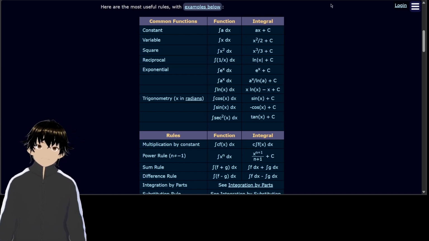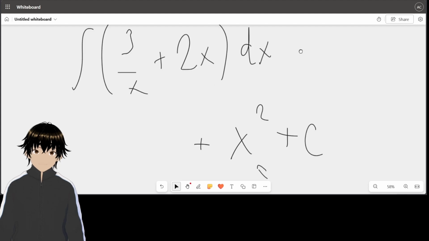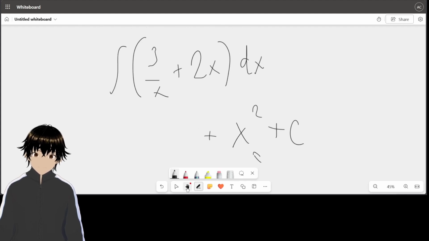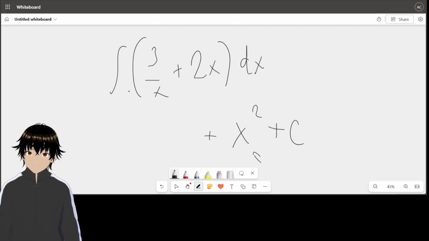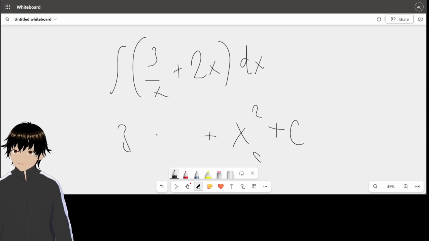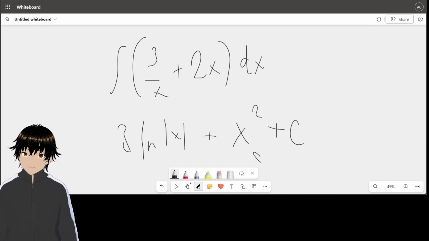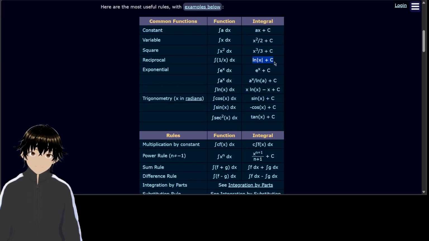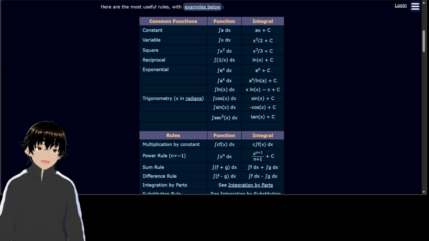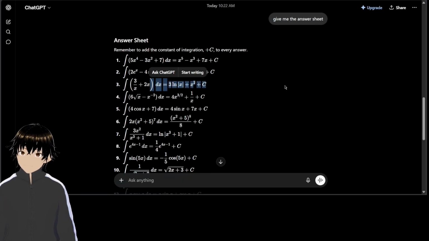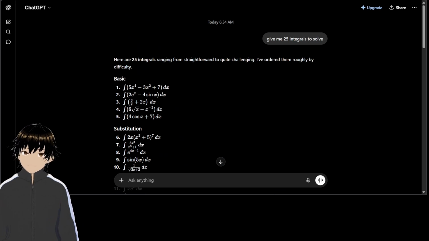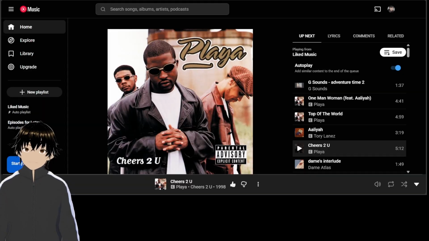Okay. So let's go back to the next problem. We already have this. He just concluded that the answer is going to be 3 ln the absolute value of x, I believe. Yeah, that's correct. Okay, let's go to the next question now.